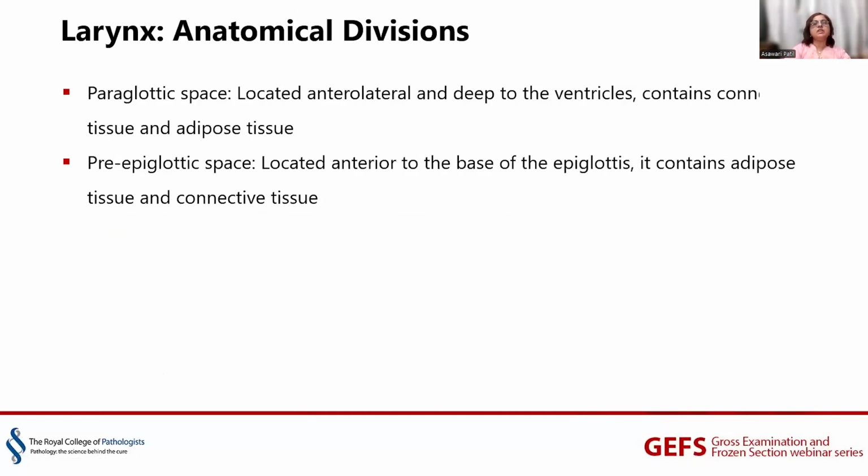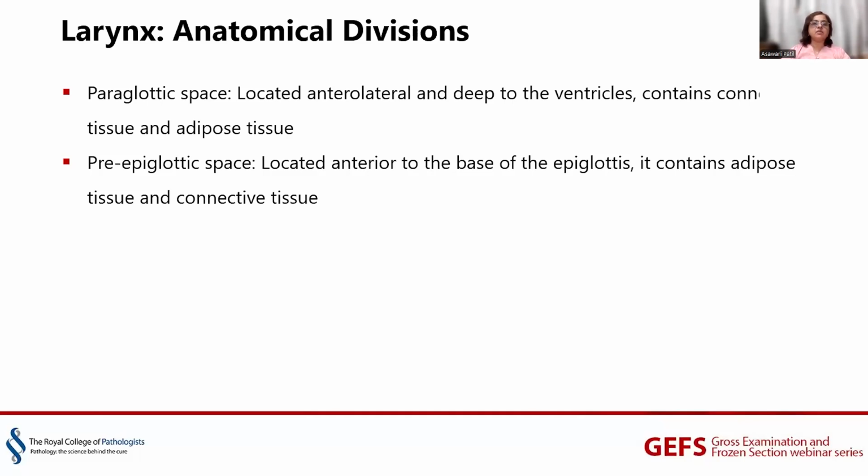Now, in addition to that, we need to understand the paraglottic space and the pre-epiglottic space. What is the paraglottic space? It is located anterolateral and deep to the ventricles, and contains connective tissue and adipose tissue. We'll see it in the diagram soon. And the pre-epiglottic space is located anterior to the base of the epiglottis, and again contains adipose tissue and connective tissue.